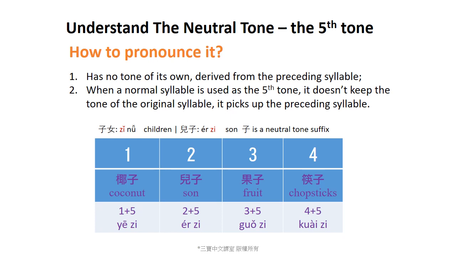As we can see from these examples, no matter whether the sound goes higher or lower, the neutral tone sounds short, quick, and a bit different. 椰子, 儿子, 果子, 筷子. None of them sounds like the original 子, right? They don't say 椰子 with the original tone, right? That's wrong.